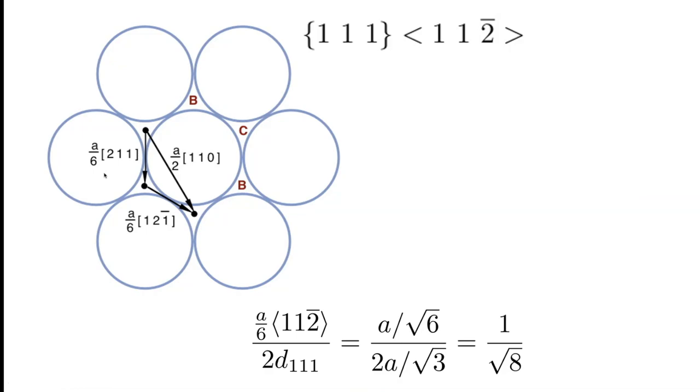So if you have this a/6 <2 1 1> displacement happening on every second 1-1-1 plane, then you change from the ABC stacking to the ABAB stacking of hexagonal crystals. And of course, this displacement divided by twice the spacing of the 1-1-1 planes gives us the shear associated with the formation of epsilon martensite. So this is simply the magnitude of this displacement here, and this is simply twice the spacing of the 1-1-1 planes. So this is the shear that you predict theoretically when you transform from FCC to hexagonal structure.